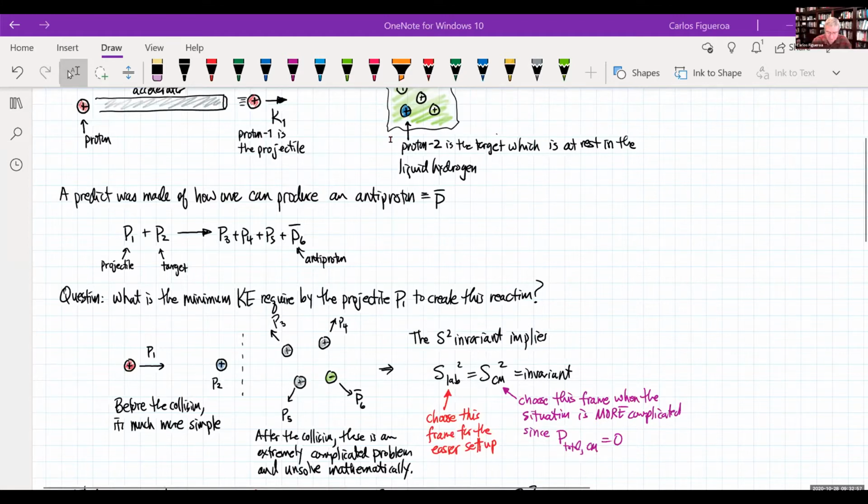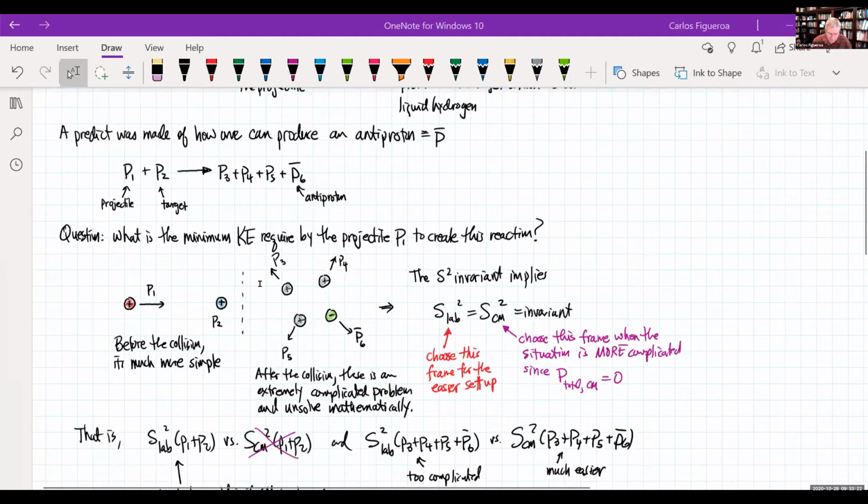There's a lot of residue that comes out. So once you hit that one proton, they were saying that I could take these 2 protons and produce 4 protons, with one of them being an antiproton. And so typically the question is, what is the minimum kinetic energy? And remember, kinetic energy is what we call PC. What is the minimum required kinetic energy in order to make this reaction occur?